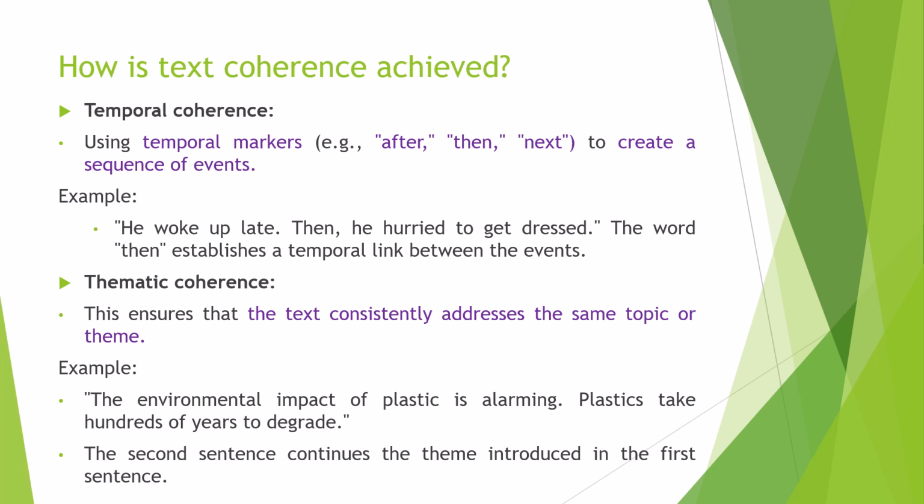The next type of coherence is thematic coherence. This ensures that the text consistently addresses the same topic or theme. For example, in this passage, the environmental impact of plastic is alarming. Plastics take hundreds of years to degrade. So these two sentences are conveying the same topic or theme.